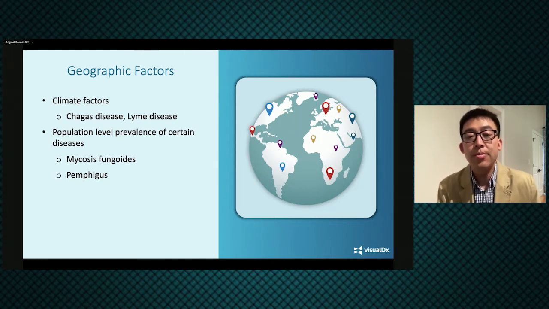And population level prevalence is different for different diseases. So for example, mycosis fungoides is more prevalent in the Scandinavian countries, and pemphigus is more prevalent in India, where there's something called the pemphigus belt. So it's important to think about where the patient might be from as well.